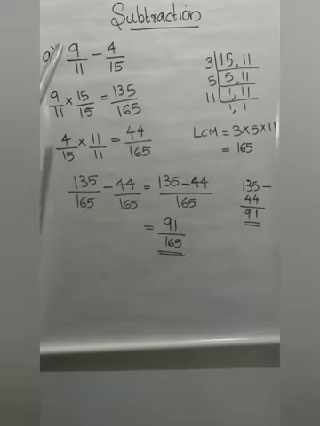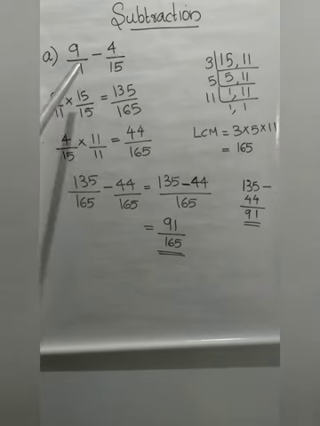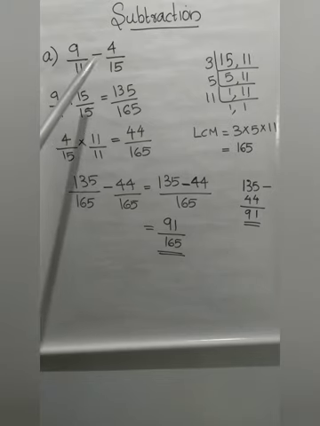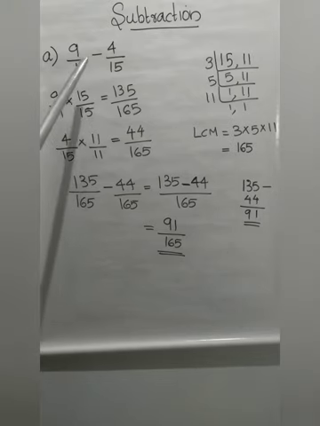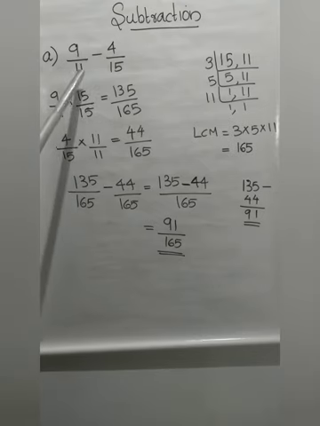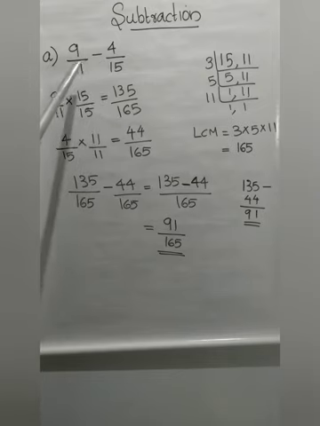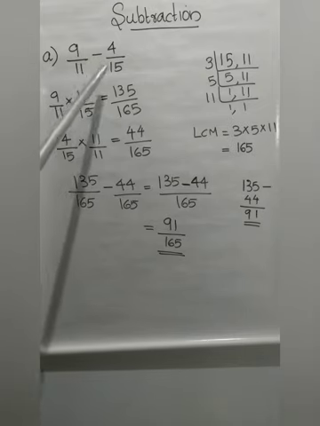Next example, 9 by 11 minus 4 by 15. What type of fraction is this? Like or unlike fraction? Yes, it is an unlike fraction. So, the first step is converting to like fractions. How? By finding the LCM. Here, one is a prime number, another is a composite number. So, if you find the LCM, the LCM will be the product of these two numbers.